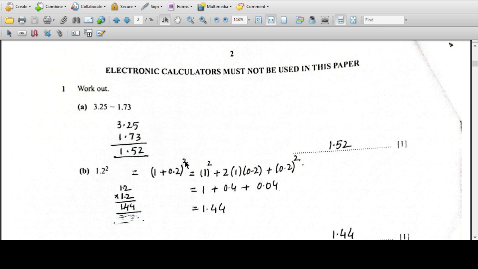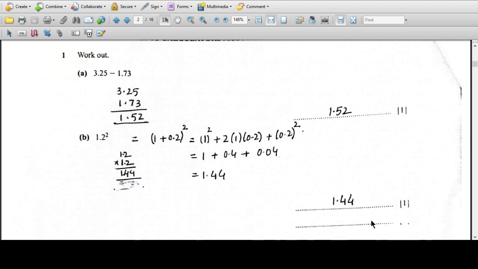plus 0.2 square. This is (a plus b) whole square, and we can take a square plus 2ab plus b square. So this is 1, this is 0.4, and this is 0.04. So we can add and get this 1.44. We can also do this by 1.2 multiplied by 1.2, and this is 1.44. So this is another way. So this is question number 1.